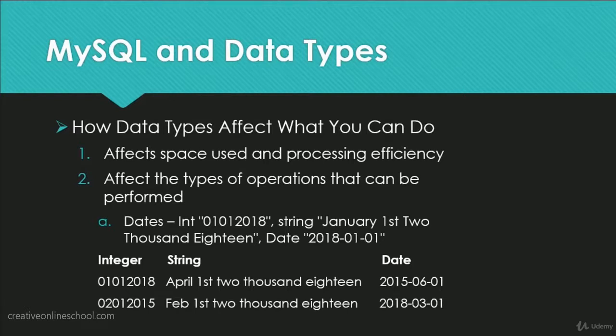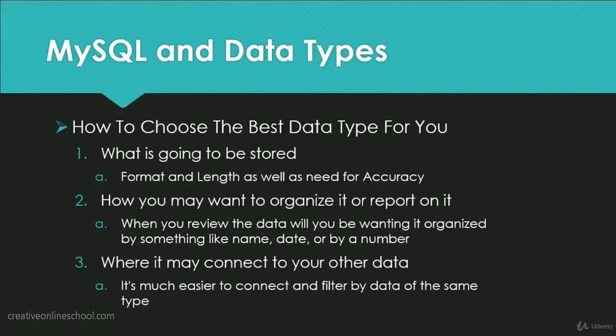So now that we know how important the types can be, let's go over how to choose the best type for you. To do that, there are three primary things to consider. First, think about what you're going to be storing. That includes both what it is as well as its length. If all you're storing are small numbers, then there's no reason to use a string or a big int. That just limits functionality or wastes space. Also, consider how important it is to keep the data exactly as entered, or if it's okay for it to be converted in some way.